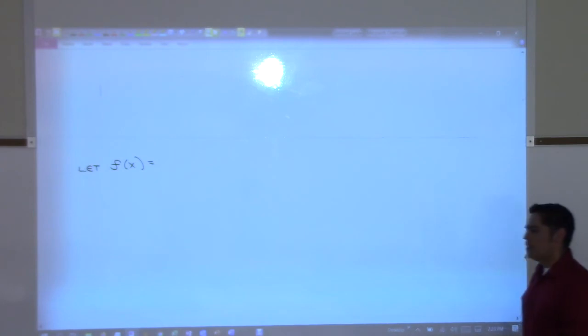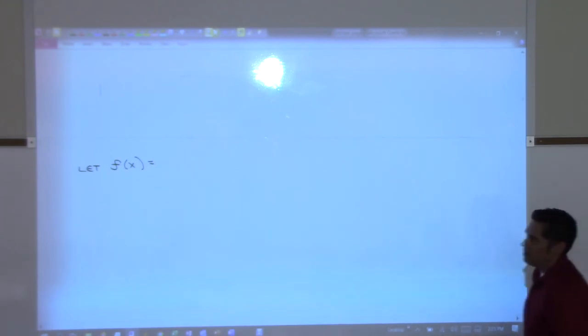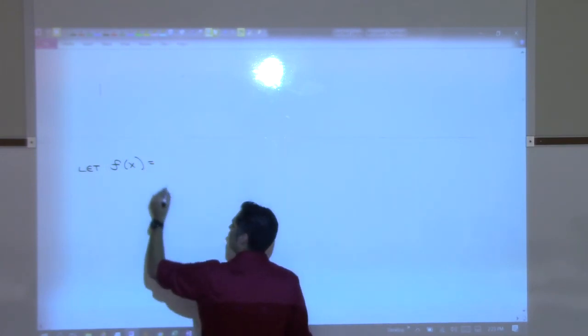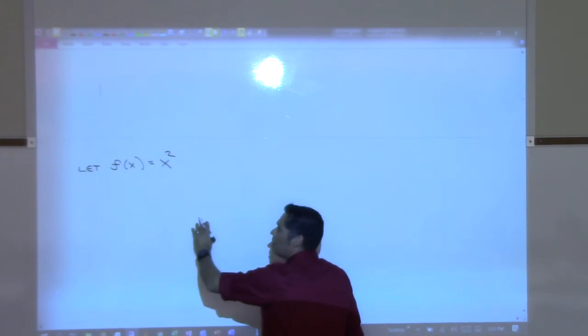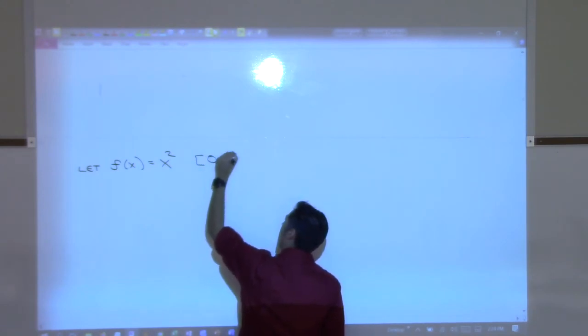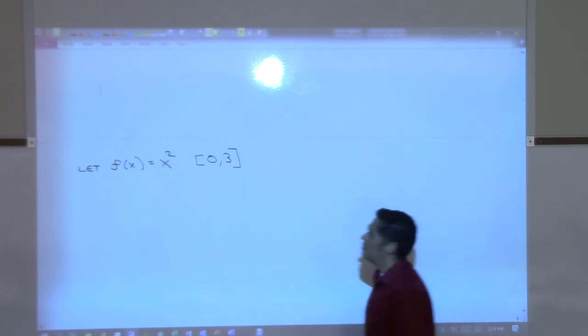So, I mean, I want you to do what makes most sense to you, but let me do another one with the notation that is commonly used, and then we'll see if you can adapt to it. So let's look at this function, x squared, and let's look at it on the interval, I don't know, let's go 0, 3. All right, so let f of x be that, and let's look at 0, 3.